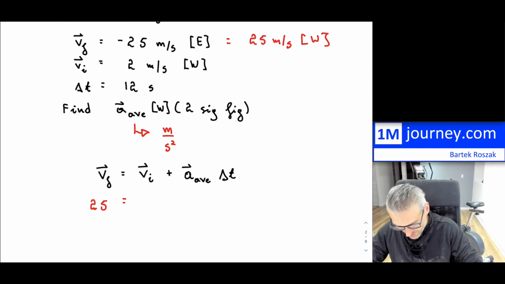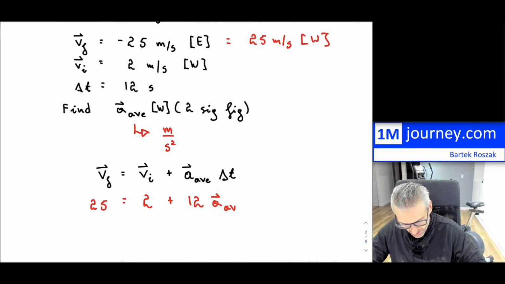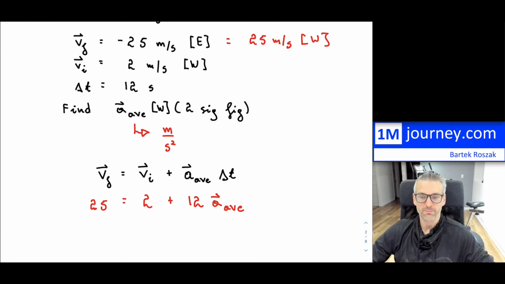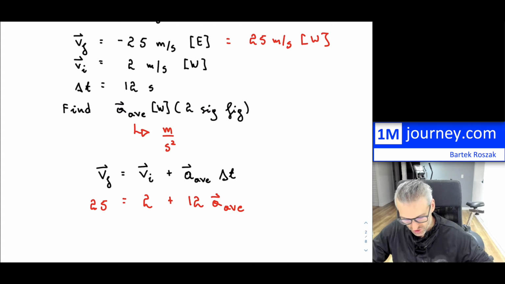My VI, so this is going to be 2 plus, now this is my acceleration that I'm looking for, and it's going to be multiplied by time. Now that time I'm going to put that 12 and I'm going to swap these. All right, so this is what I'm going to write in. So it's the same thing. If you put it in the back or in the front, they're just multiplying each other. And now I can solve.